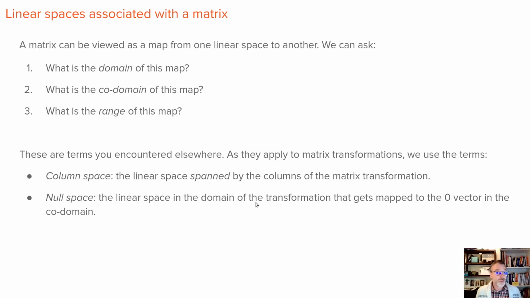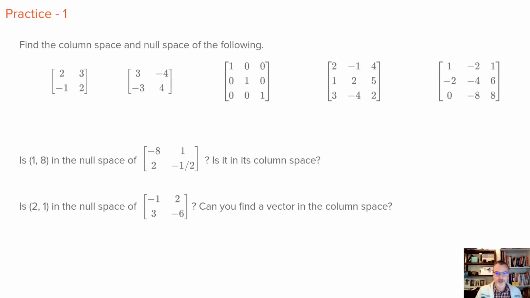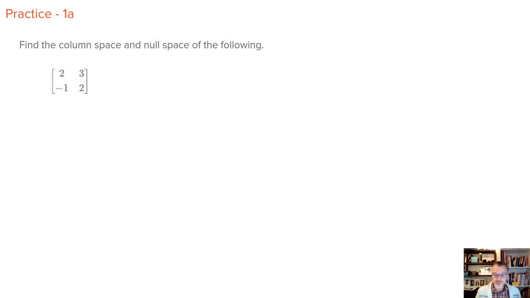Now, when we are thinking about matrix transformations in particular, there are two spaces that we want to think of. One is the space of all vectors that get mapped to the zero vector. We saw last video how that might work. That's called the null space. And then the image of all vectors under the matrix multiplication is called the column space. I've got some questions here for you to try out, and we'll work through these when we see each other again. Let's just take a look at some of these concepts in action.